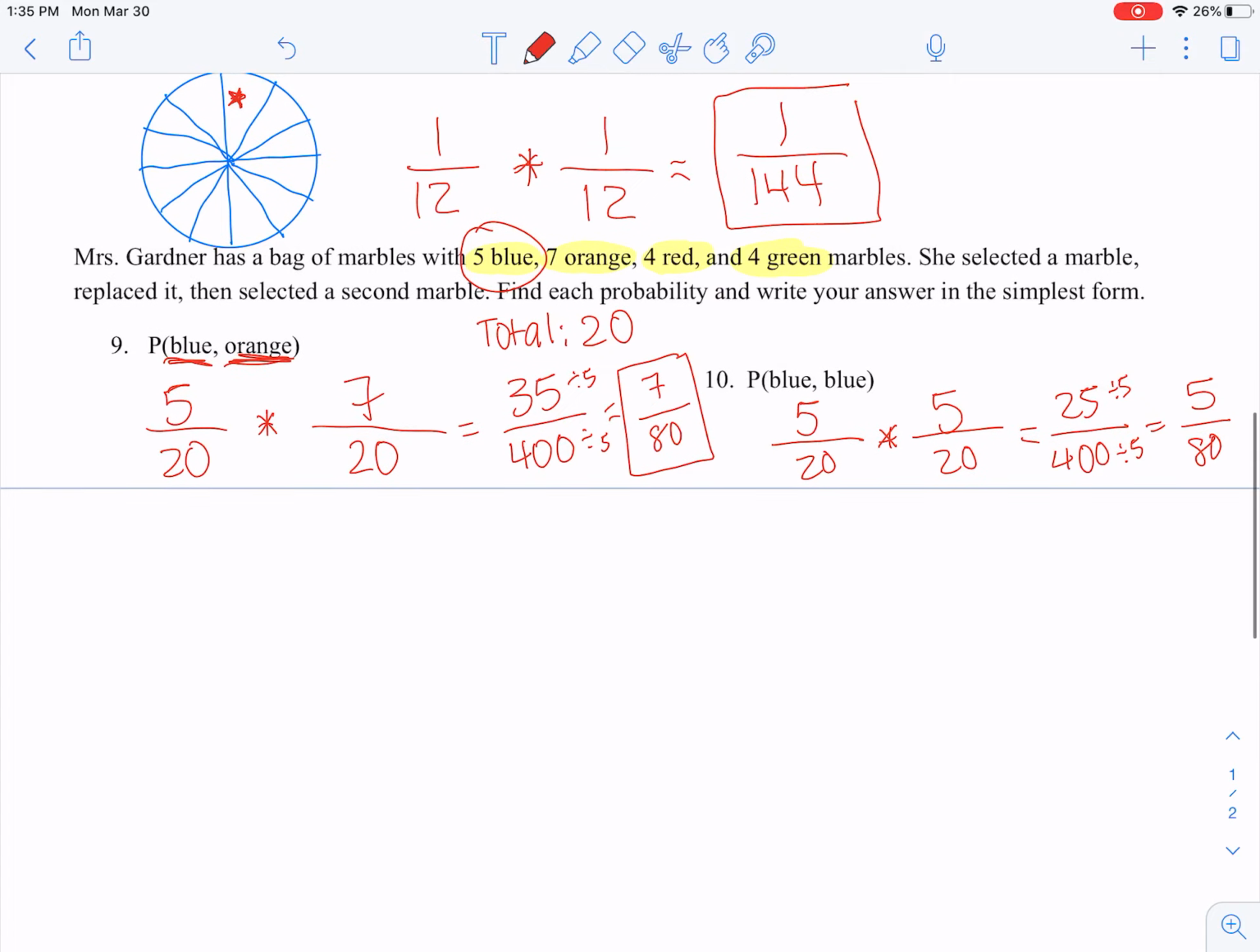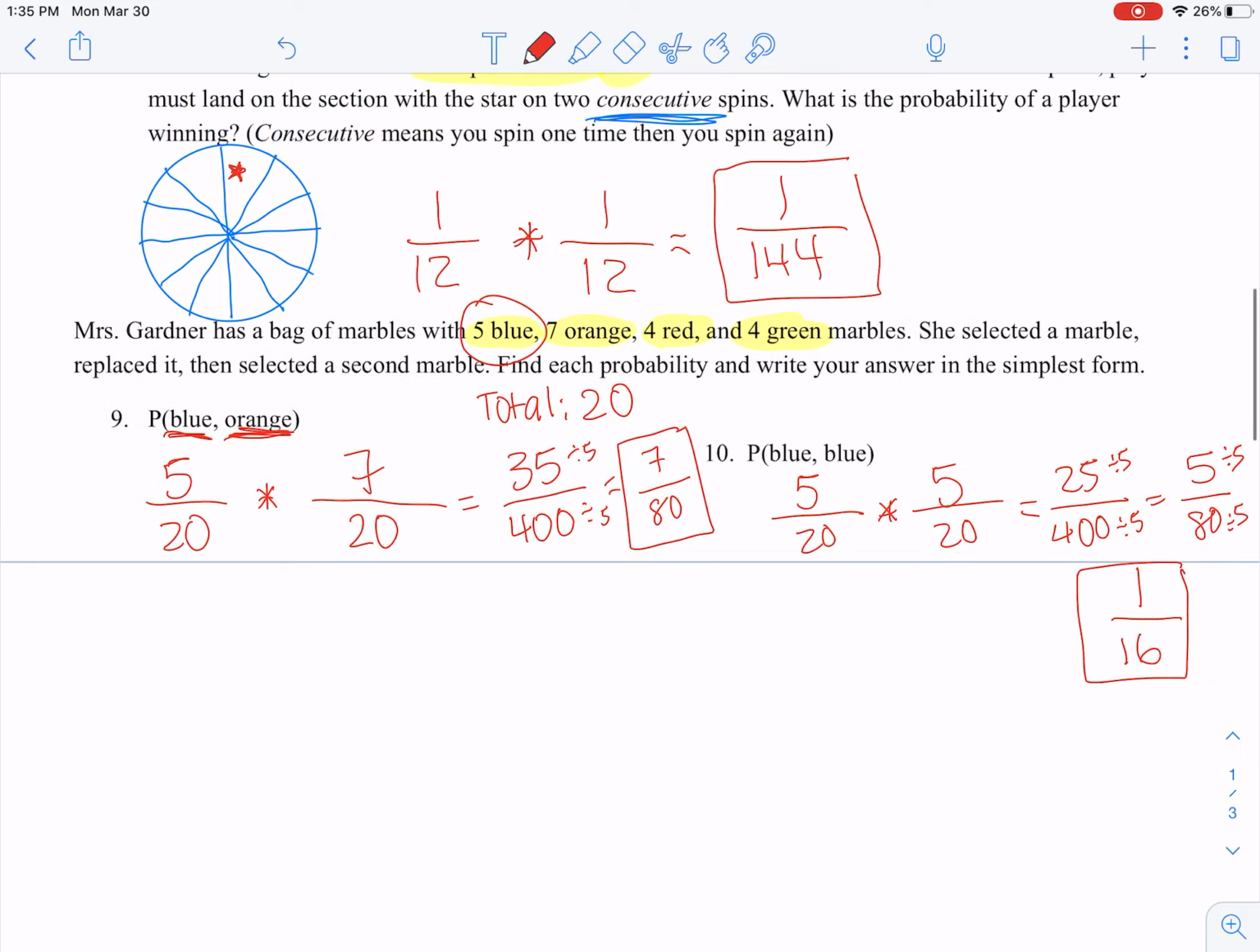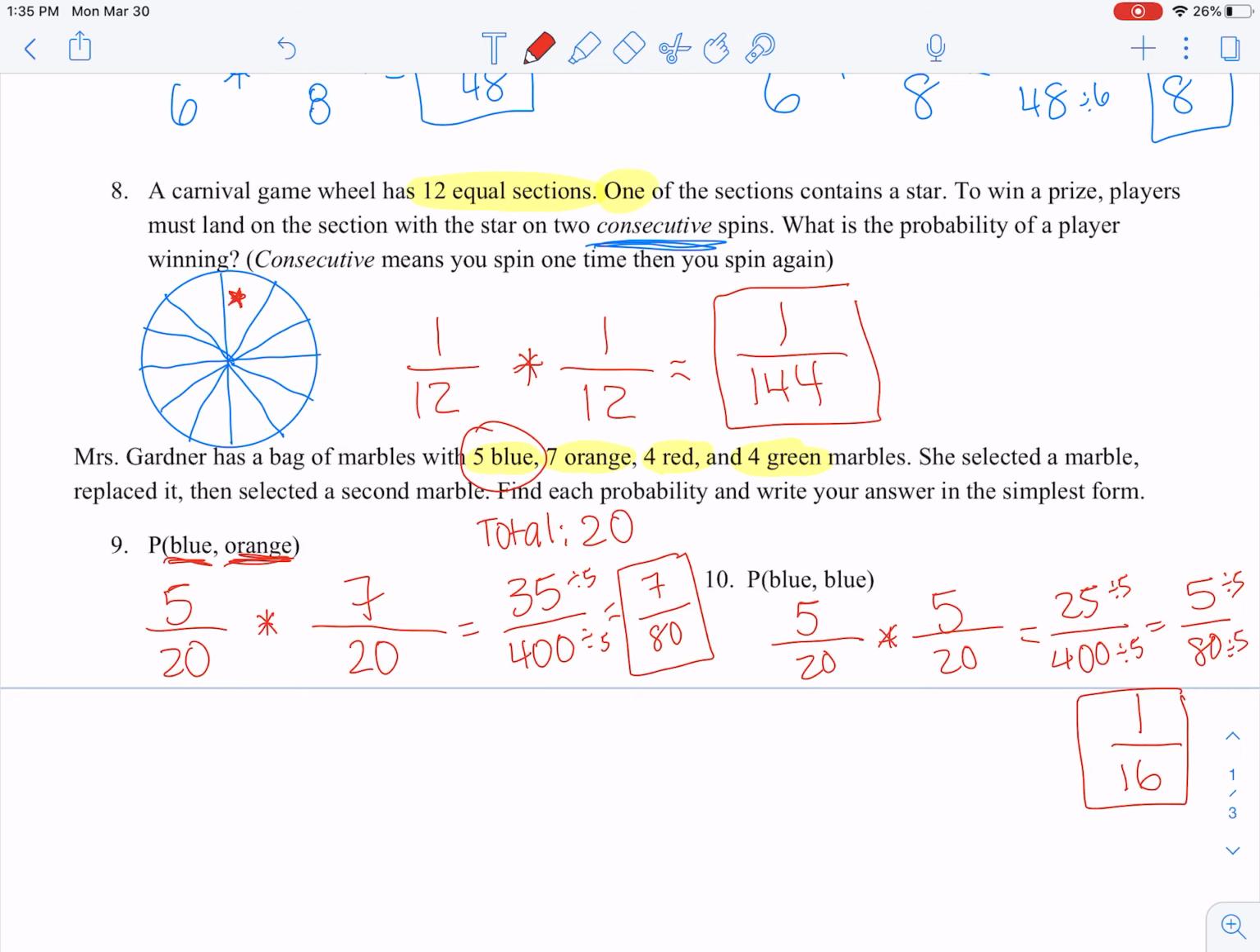We can actually reduce this even further. So we can divide this by 5 again and divide that by 5 again. 5 divided by 5 is 1. 80 divided by 5 is going to be 16. So our final answer is going to be 1/16 for number 10. And that concludes the key for the practice.